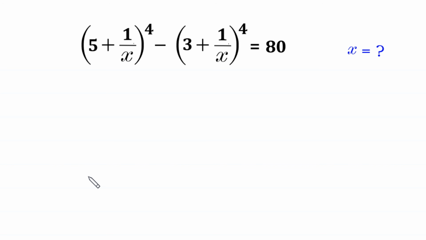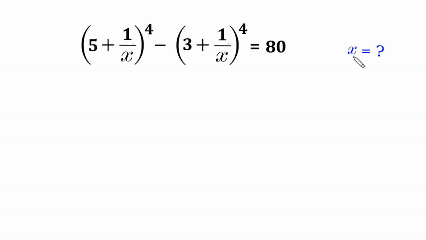Hello, welcome to how to solve this very nice algebra equation. (5 plus 1 over x) whole to the power 4 minus (3 plus 1 over x) whole to the power 4 is equal to 80. We need to find all possible values of x.